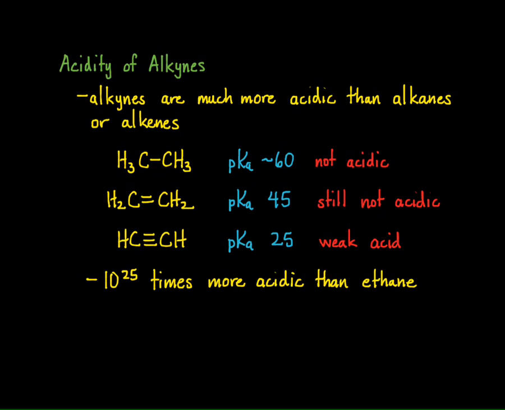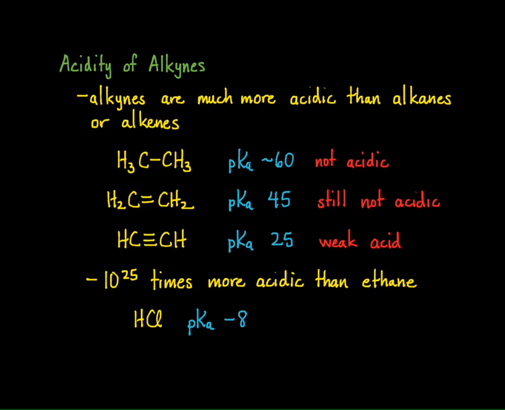Now, let's put this in perspective. How does that compare to the acidity of HCl? HCl has a pKa of -8. Remember, the smaller the pKa, the more acidic it is. HCl is very acidic, and it has a very low pKa. Therefore, we're not even in the realm of the acid strength of something like HCl.